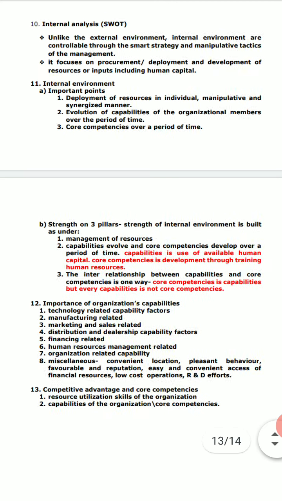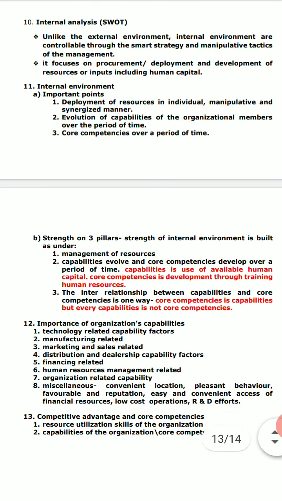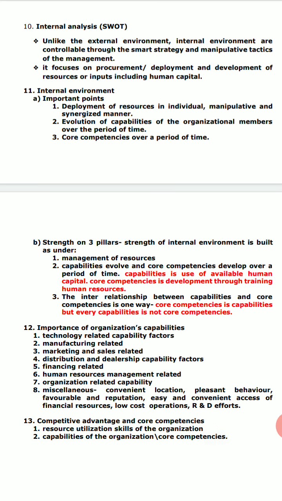Because unlike the external environment, the internal environment and all those factors are comparatively controllable. So through the smart strategies and manipulative tactics of the management, they can be properly controlled, or by taking them we can understand the strength and weakness, and likewise we can frame the strategies. So internal analysis is a very, very crucial part of environmental diagnosis, right. So it focuses on 3 things here.